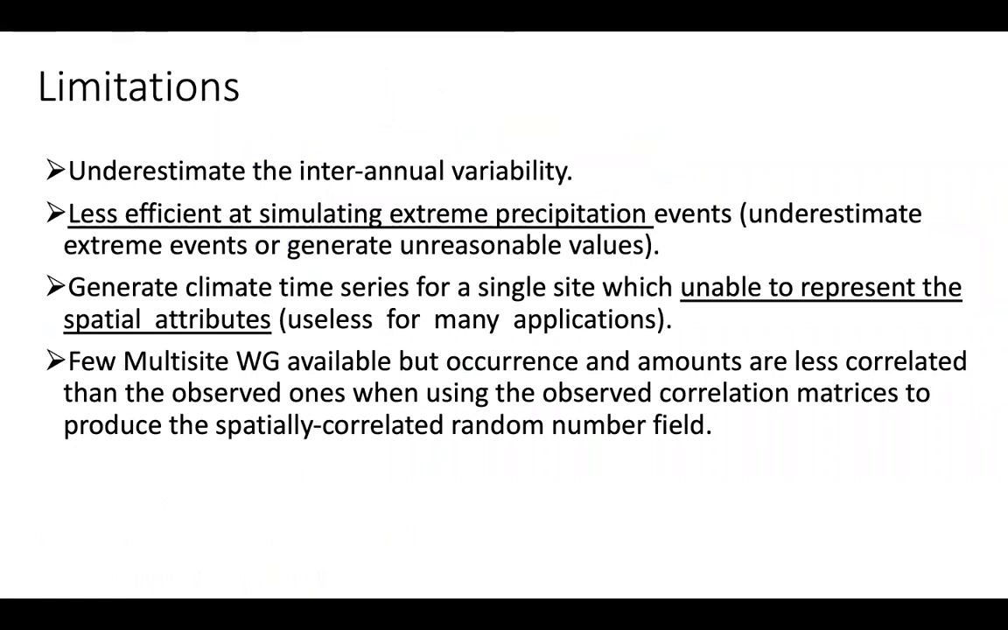The limitations of classical weather generators include that they are less efficient at simulating extreme precipitation. The bigger limitation is that they are unable to represent spatial attributes, because most weather generators are single-site. That means they don't have information about spatial coherency, which is a big problem, especially in watershed modeling or crop modeling, where we have lots of different stations and it's important to have information on the climate at different stations.